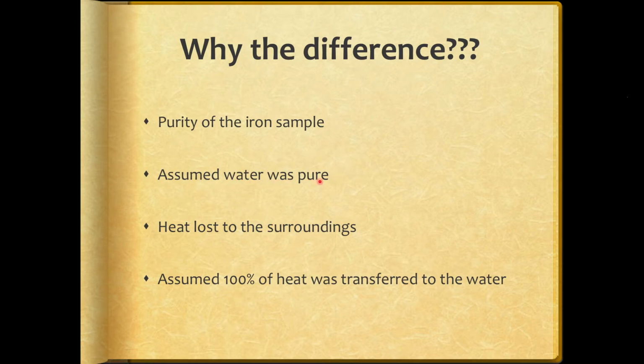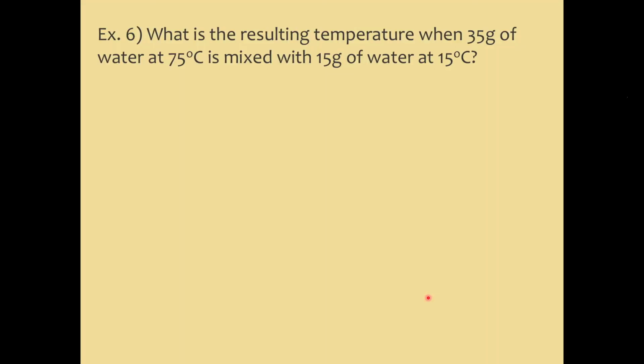We assume that the water was pure, okay? We assume that there was no heat loss to the surroundings, okay? And that is actually a big thing, because no matter how well insulated it is, you will have some type of heat loss. And we also assume that all of the heat was transferred to the water, okay? There may be some air in the calorimeter that could also have absorbed heat. So that could have been different as well. All right, so these are assumptions that you should take into account as you do your experiment.